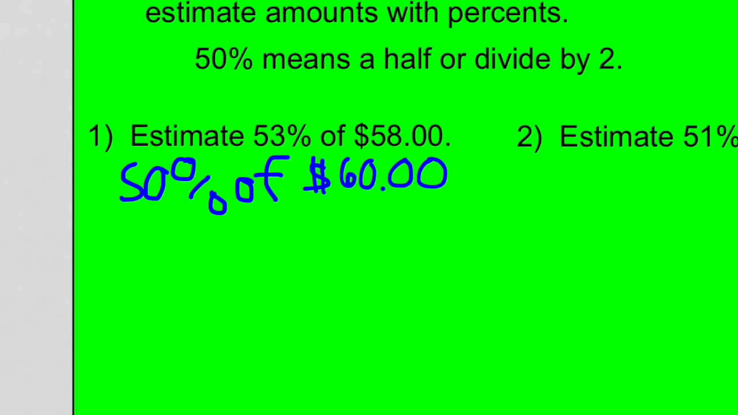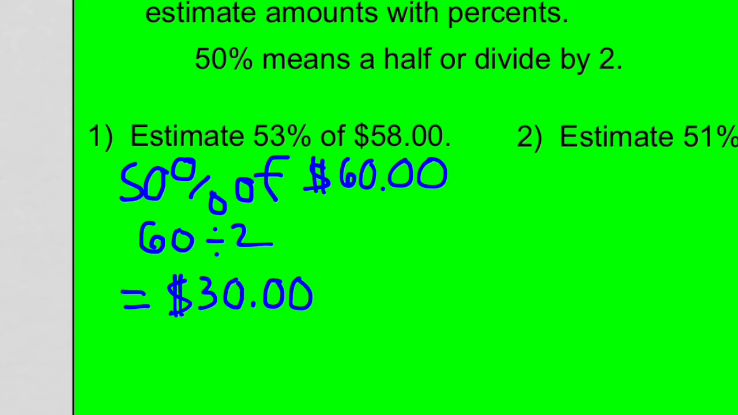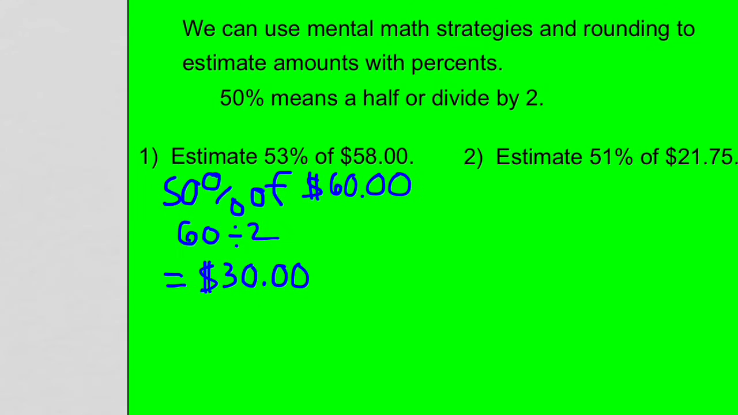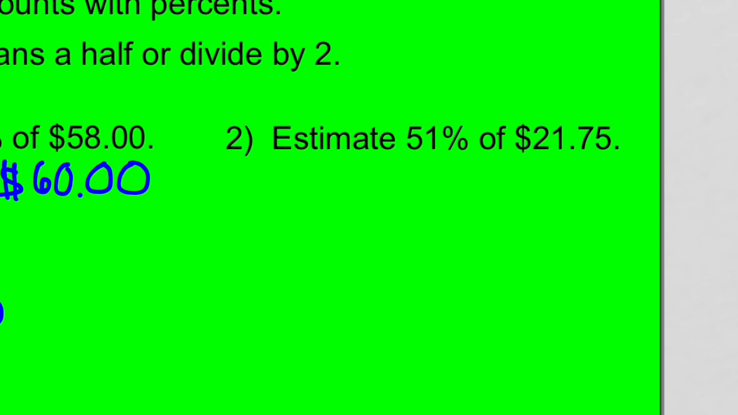So what does this mean? This means 60 divided by 2, or 60 chopped in half. And that equals $30. When we're dealing with money, we always use a dollar sign in front and 2 decimal spots. So, pretty basic idea here, and we did one more.